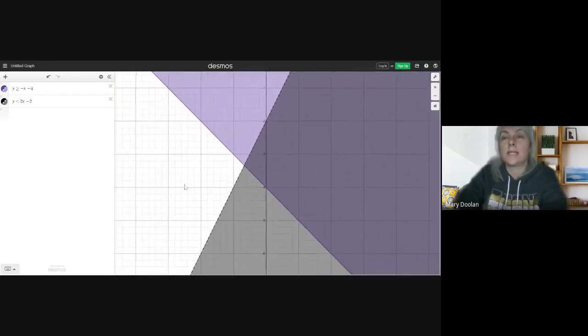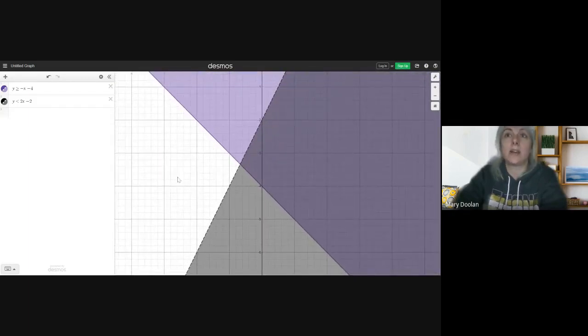And so I can see there's 4 distinct areas. There is the white area where neither inequality is. There's the gray area where just the second inequality is, the purple area where the first inequality is, and then there's the overlapped region where both inequalities are. So any point in this dark purple area would be a solution to the system. Any point not in the dark purple area, anywhere else, is not a solution to the system.